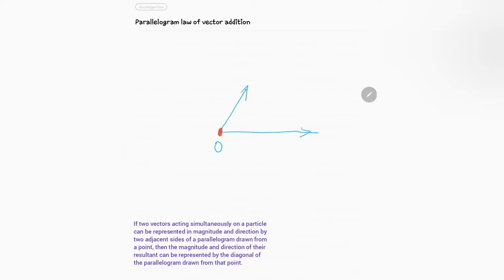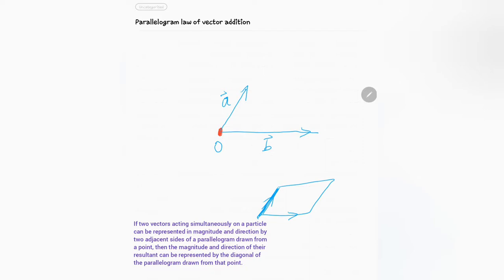And you can represent these two vectors by the adjacent sides of a parallelogram. So let's say a parallelogram looks like this. So this is one of the vectors, this is the second vector. If the two vectors we are talking about are vector A and vector B, both A and B can be represented in magnitude and direction. What does that mean? It means the length of A represents the magnitude of A, and the length of B represents the magnitude of B.